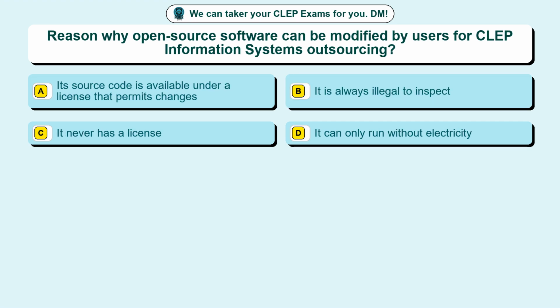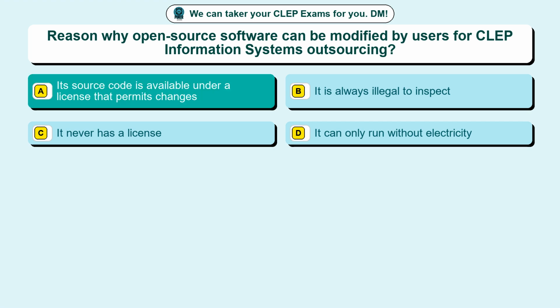Question 93. Reason why open source software can be modified by users for CLEP Information Systems outsourcing? Option A. Its source code is available under a license that permits changes. Option B. It is always illegal to inspect. Option C. It never has a license. Option D. It can only run without electricity. The correct answer is option A.